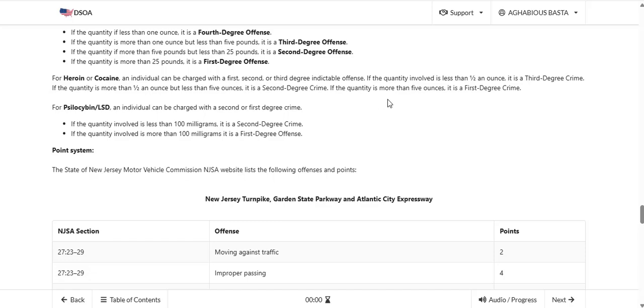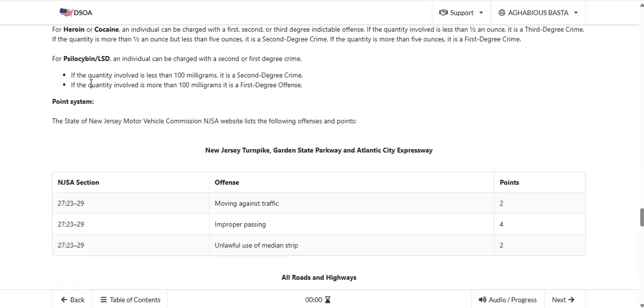For psilocybin/LSD, an individual can be charged with a second or first-degree crime. If the quantity involved is less than 100 milligrams, it is a second-degree crime. If the quantity involved is more than 100 milligrams, it is a first-degree offense.